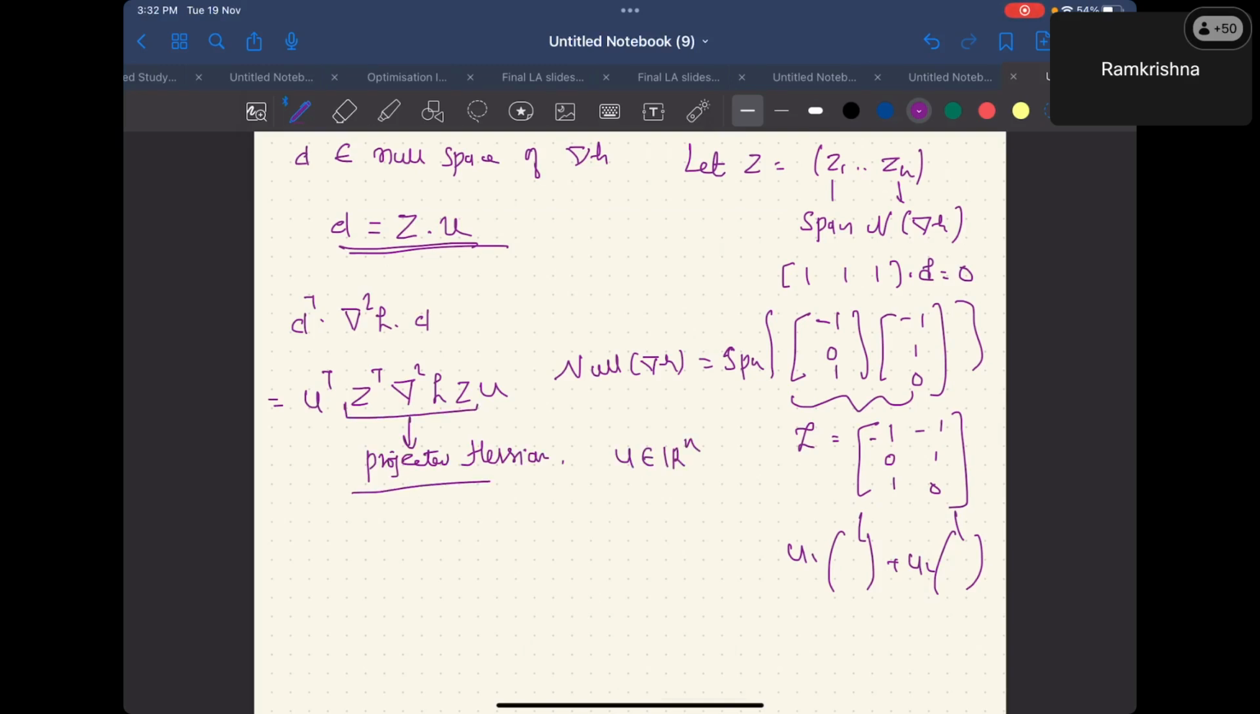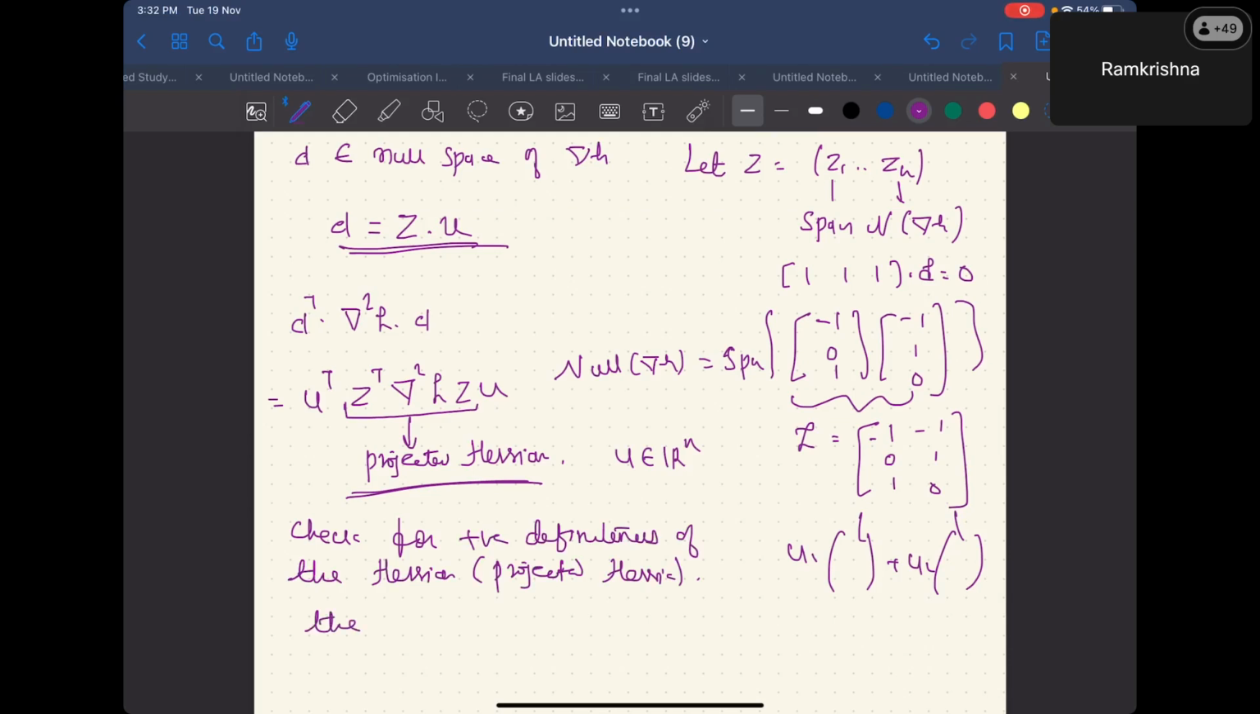Now I check for positive definiteness of the Hessian matrix, not just the Hessian, but the projected Hessian matrix. And that will give me the second order condition.